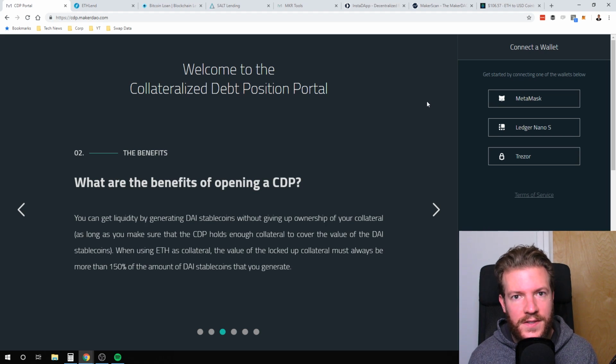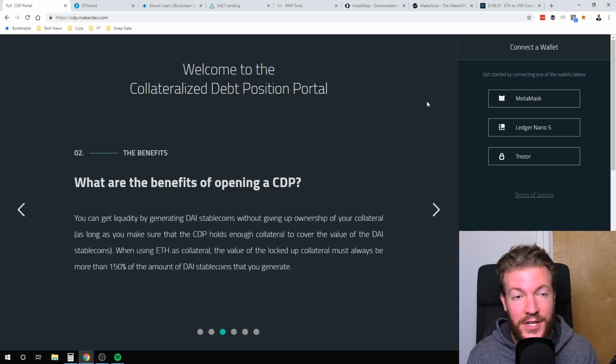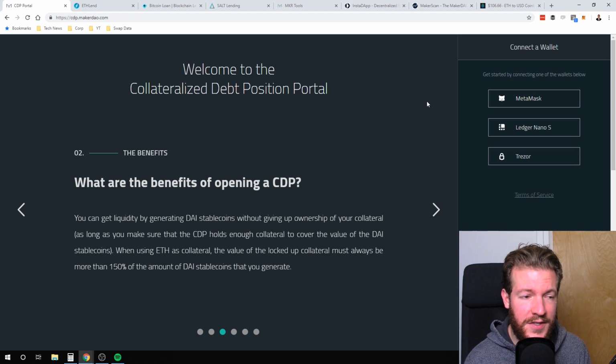And why is this something that's cool? Why is this interesting at all? Well, there are some interesting benefits to collateralized debt positions, and this doesn't just apply to Maker. We'll go over some of the other alternatives in this space as well, but essentially what happens here is you put up your Ethereum, or your ETH in this example with MakerDAO CDPs. You put up your ETH and you are able to instantly get DAI back.